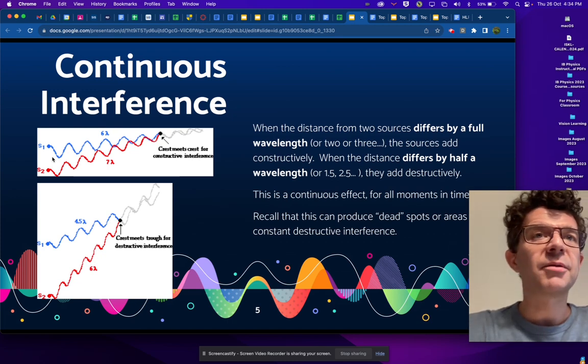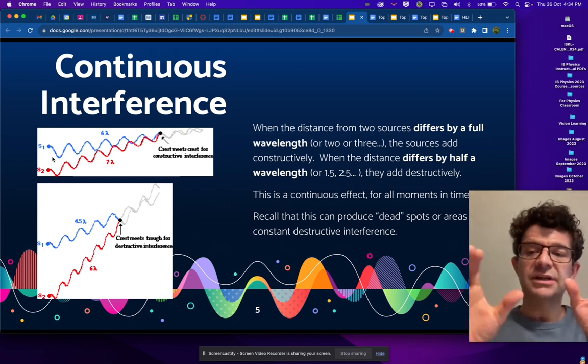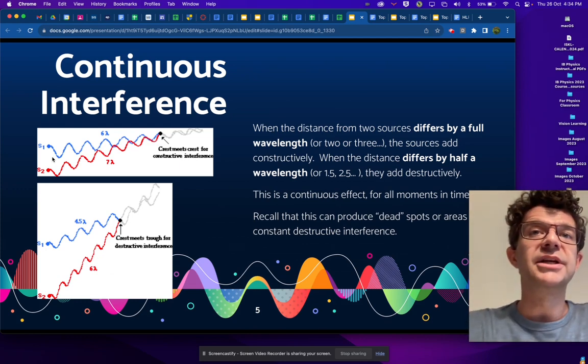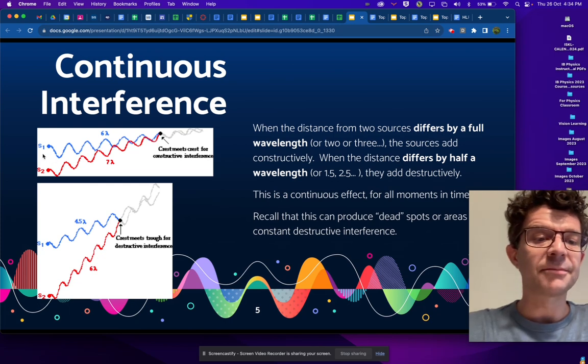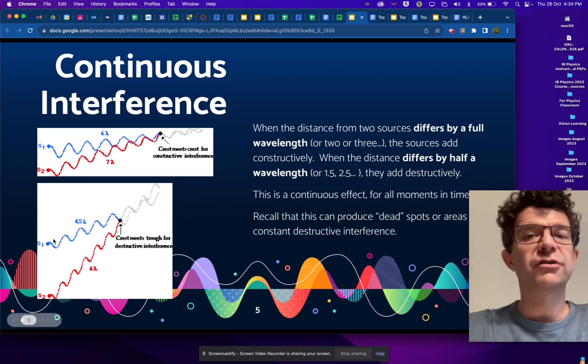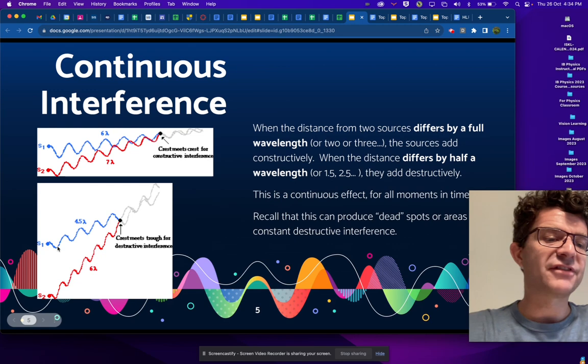And you've probably seen a demo where if you have sound coming from two speakers, there are places where it is louder than you would expect from the two sources being added together. Destructive interference occurs when there is a half wavelength, or 1.5 or 2.5 wavelength path difference.